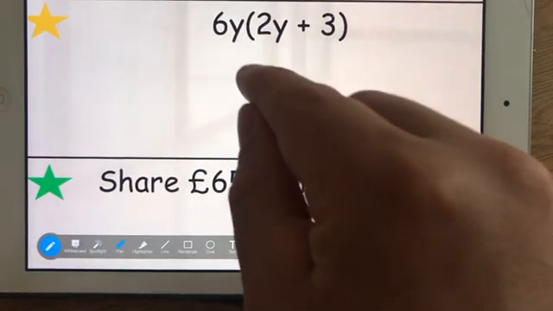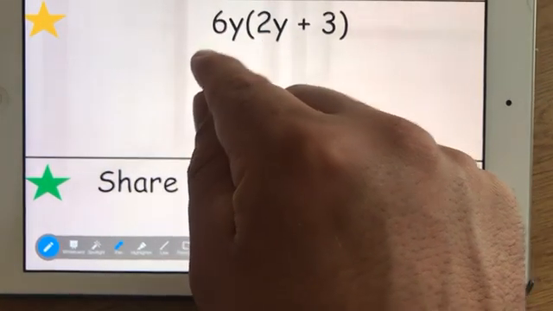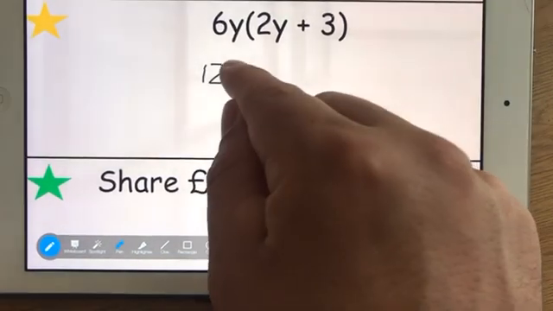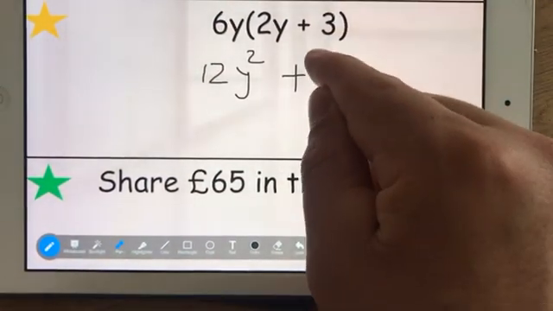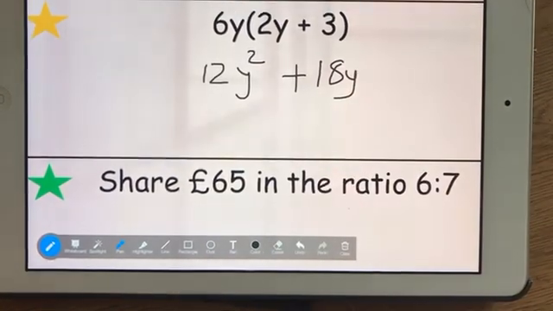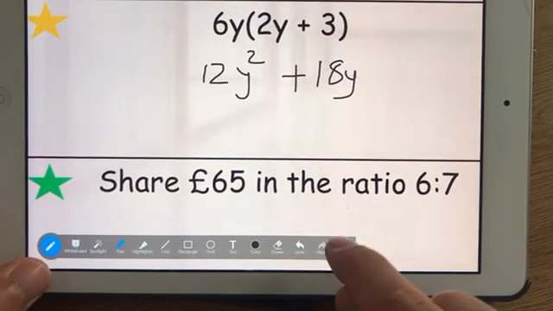6y, 2y plus 3. 6y times 2y. 6 times 2 is 12. y times y is y squared. Plus goes in the middle. 6y times 3 is 18 lots of y. 2 points.